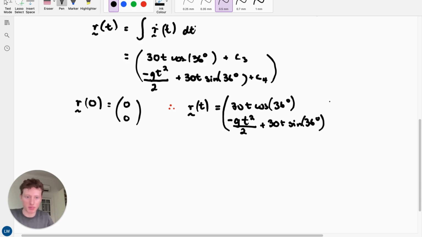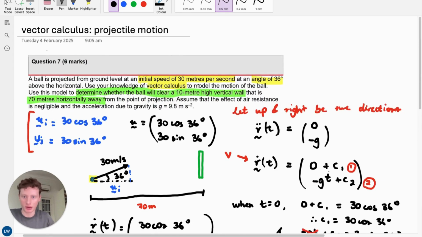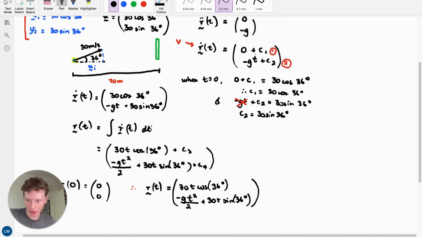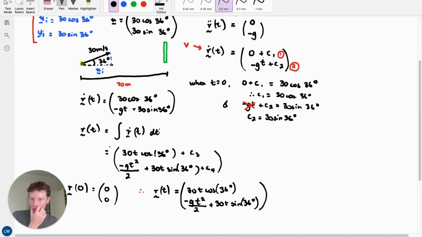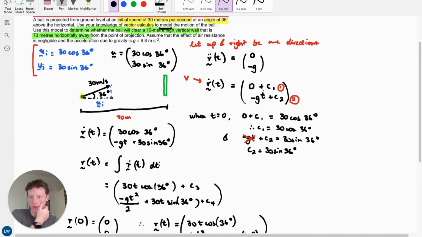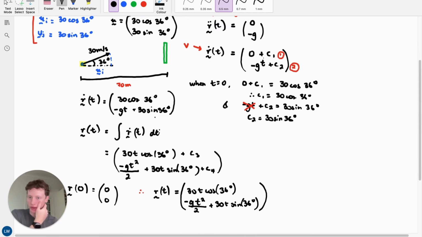And that's then our model for the motion of the ball. Okay, the second part of this problem involves figuring out: will this ball clear a 10-meter wall when it's 70 meters away? First of all, we want to figure out at what time the ball will be at this 70-meter mark.